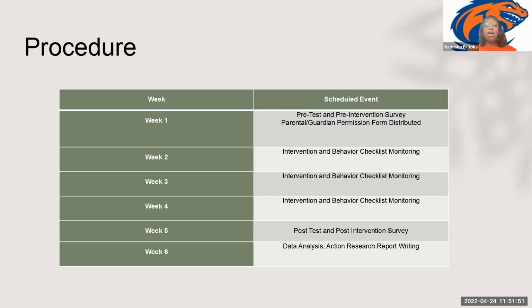So just to go through the procedure that I did, this was over 6 weeks. In week 1, I did a baseline, going through the pre-test and the pre-intervention survey. Weeks 2 through 4 is when the intervention took place, and that's when I did all the behavior monitoring. In week 5, I gave students a post-test and a post-intervention survey. And then during week 6 is when I completed my data analysis.